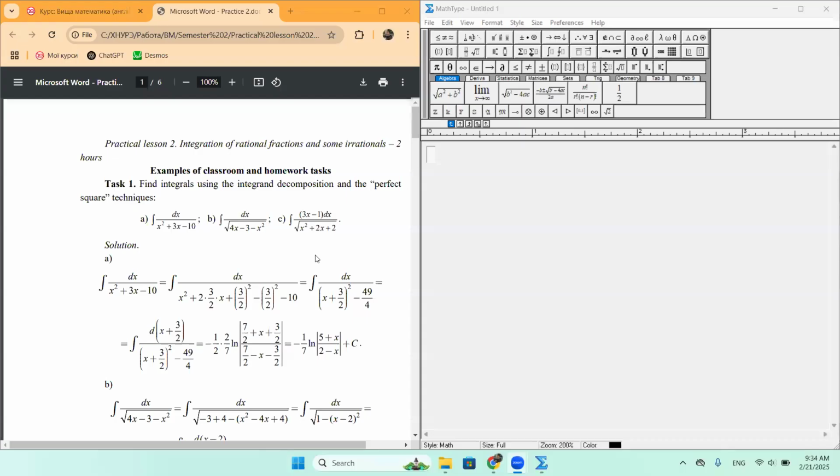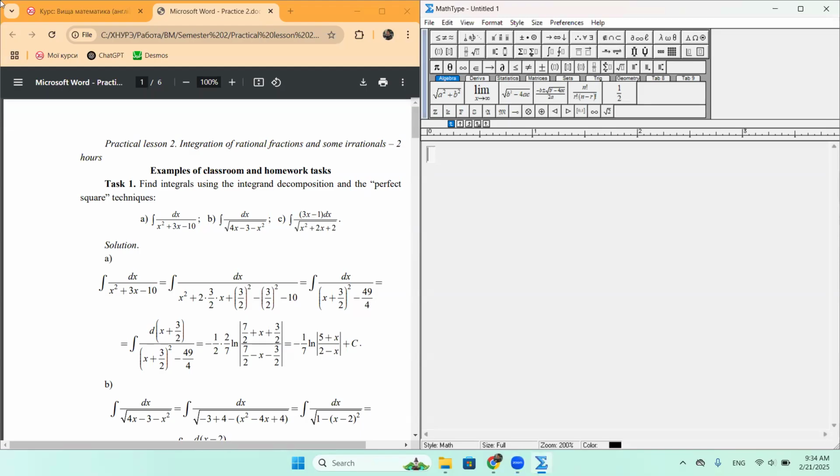Good morning, dear students. Today we are having the second practical lesson. The first one was about basic methods of integration, and today we will integrate rational fractions and some irrational functions.